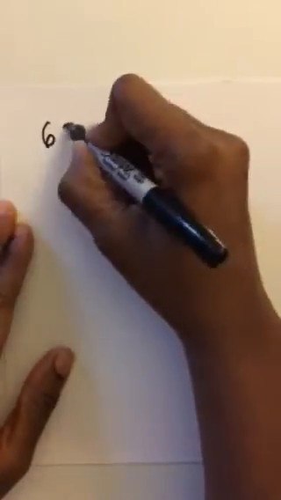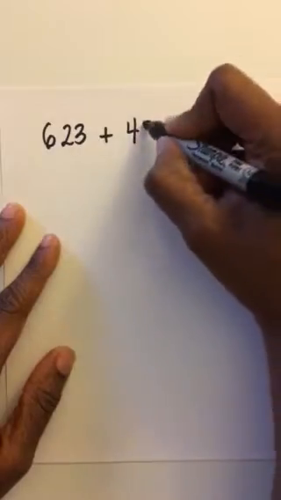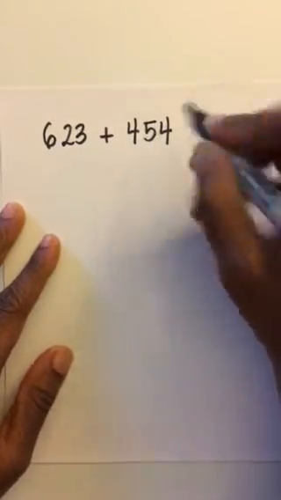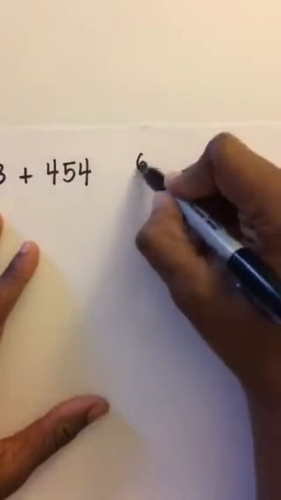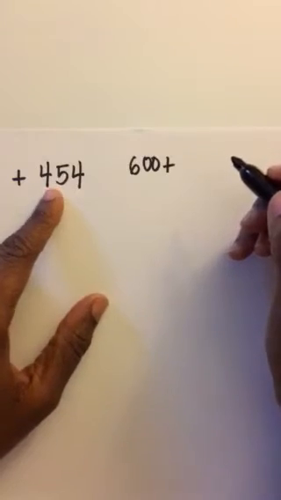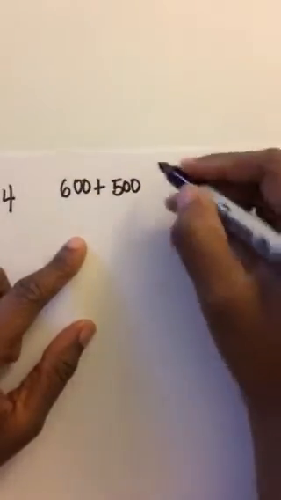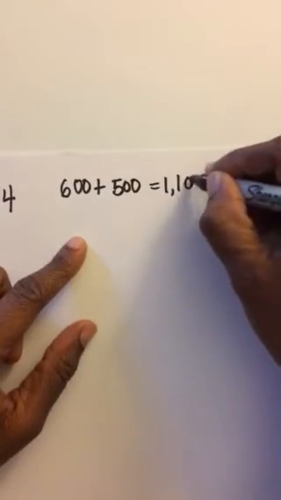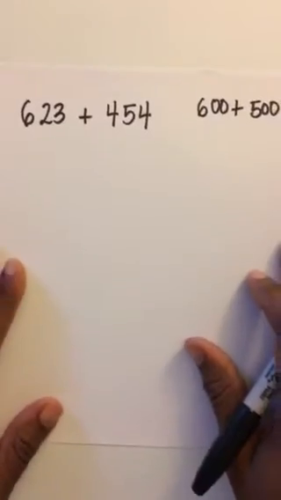How about 623 plus 454? Close but easier number to 623 is 600, plus, let's go ahead and estimate that 454 is about 500. 600 plus 500 is 1,100. So my sum should be about 1,100.